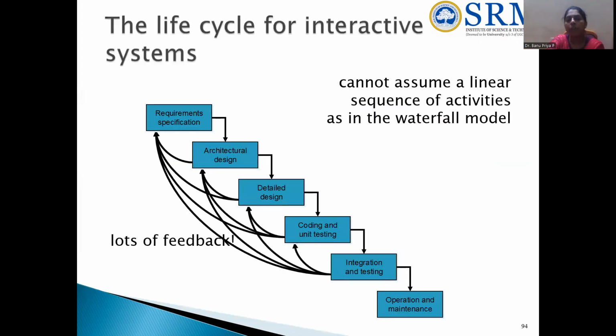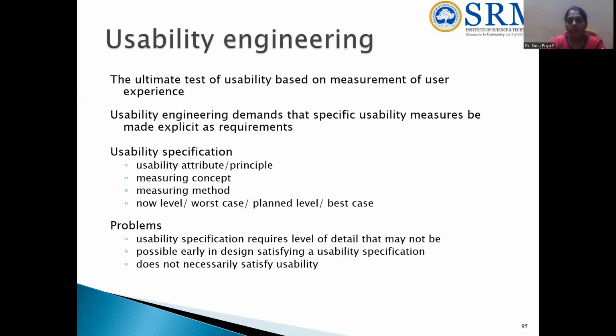In this waterfall model, we get a lot of feedback. You can even go to a prior step. It is possible because this is framed for usability engineering. Usability specifications are to be maximum to understand what a user wants.